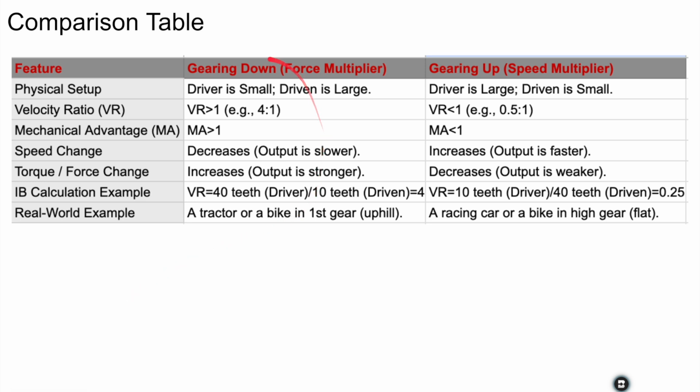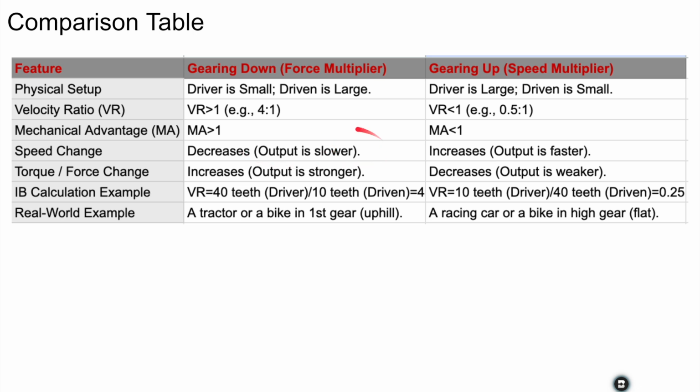So this idea of gearing up and gearing down is important, and you'll be using this idea. For instance, we have to talk about the physical setup. If the driver is small and the driven is large, this is gearing down. If the driver is large and the driven is small, this is gearing up. For the velocity ratio, we're going to get a velocity ratio of greater than 1 if we gear down and less than 1 if we gear up. The mechanical advantage is greater than 1 if we gear down, and it is less than 1 if we gear up.